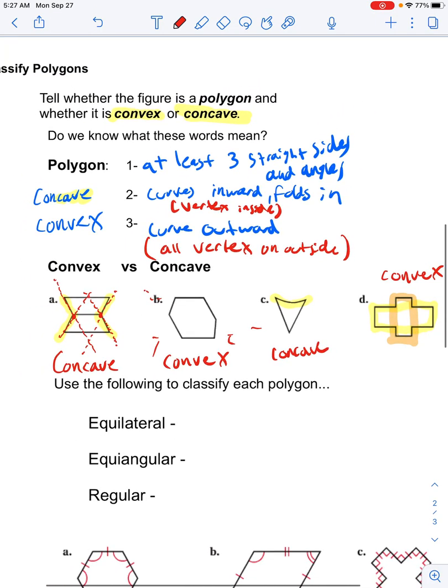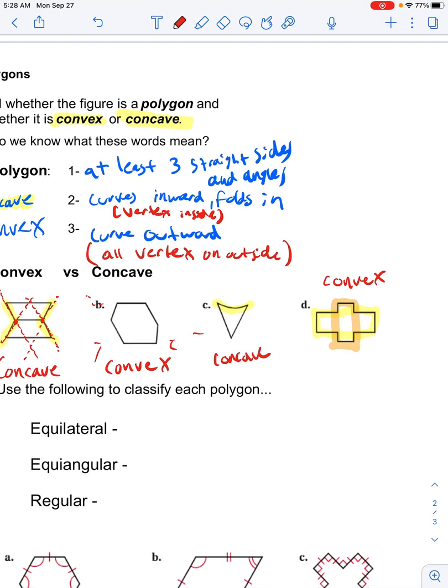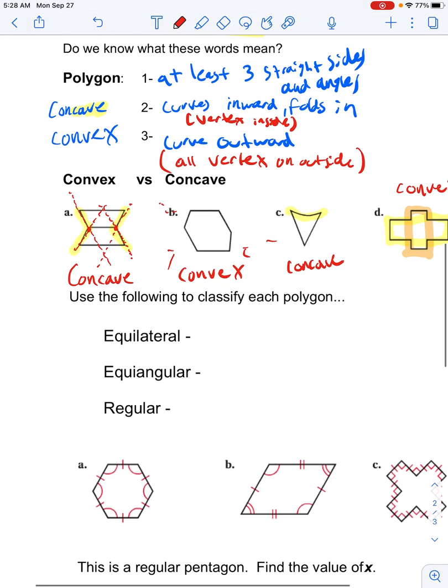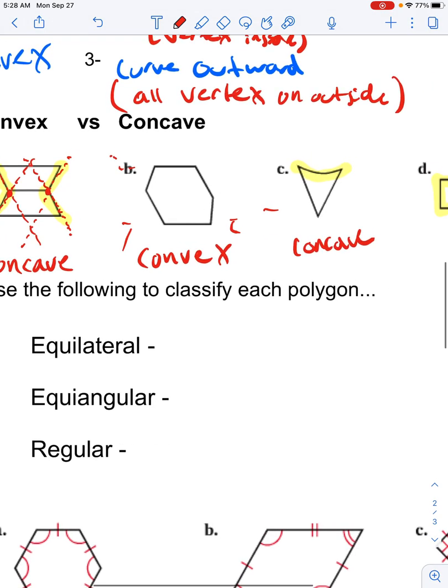So I think you can try to use the definitions. It does help, but really, these ones I believe are kind of like the eyeball test. I can tell that this letter A is folding in, letter B is not folding in, letter C is folding in, and then letter D is not. Now we've got these words: equilateral, equiangular, and regular.